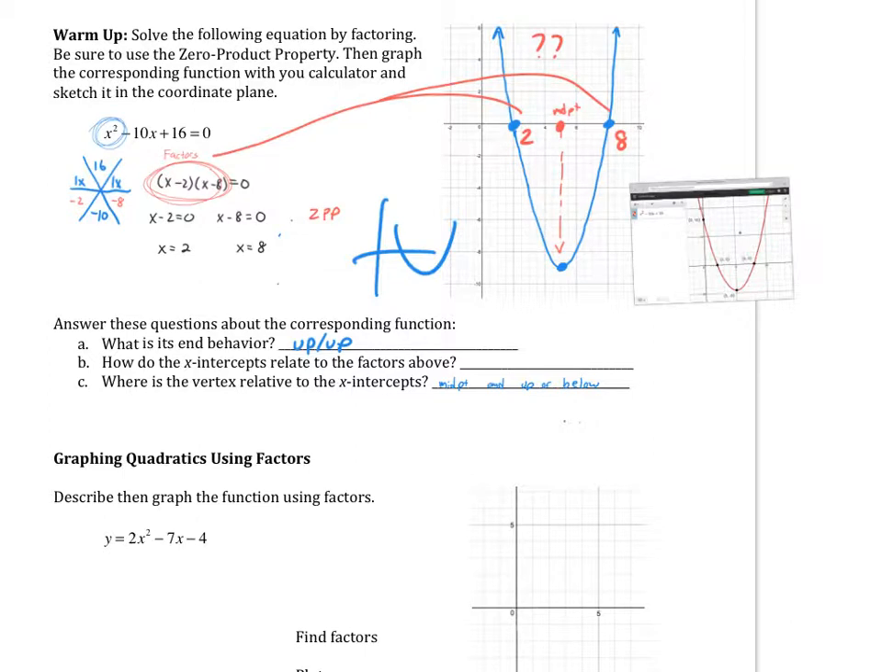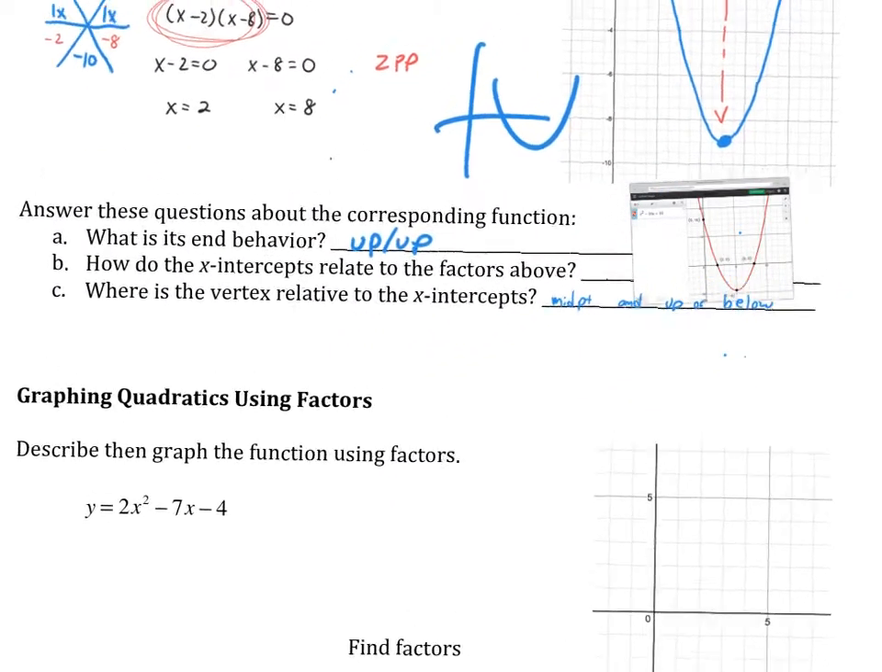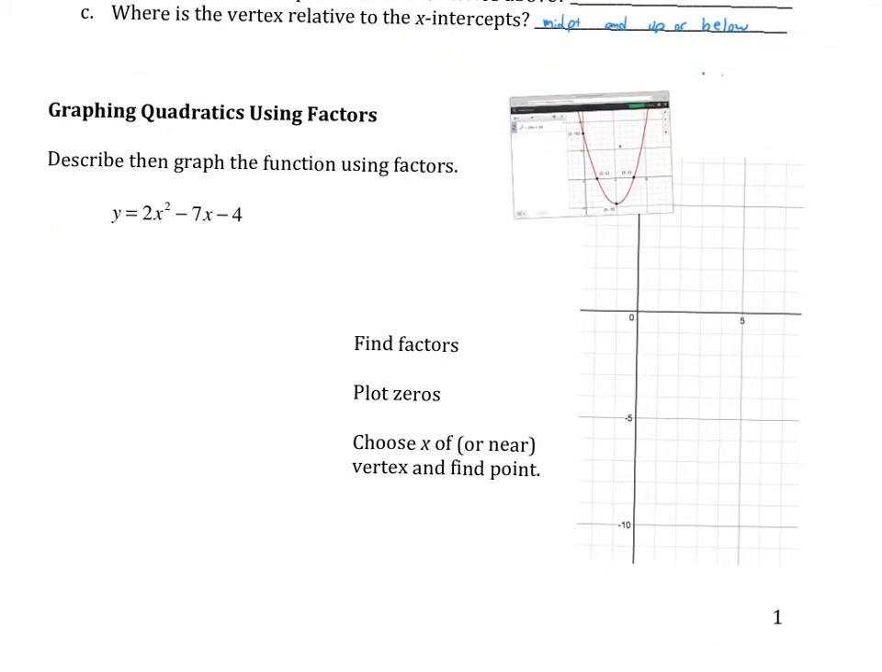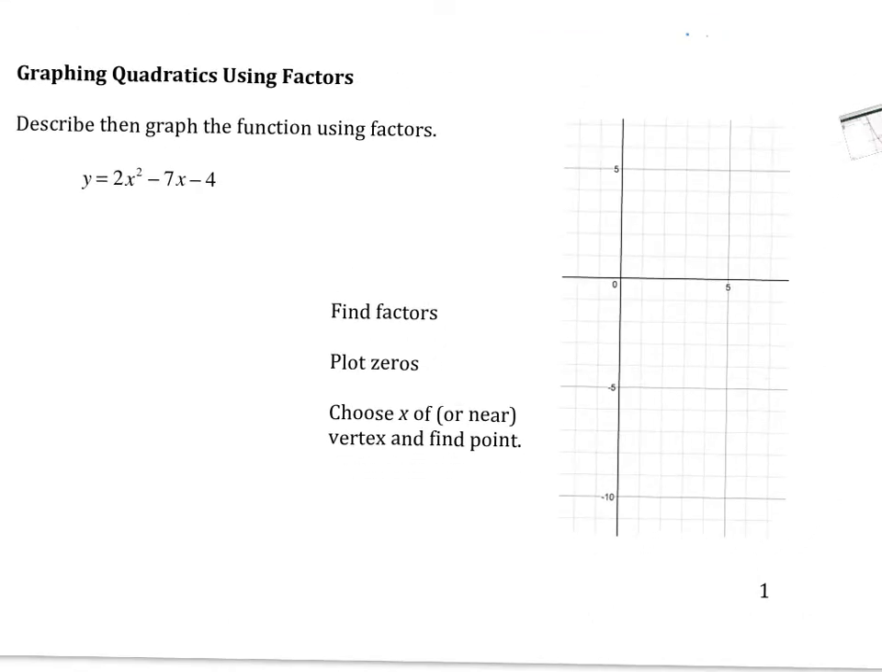So to summarize here, the end behavior is up, up because of the x squared there. The 2 tells me it repeats. The positive in the front tells me it ends in the upward direction. How do the X-intercepts relate to the factors above? They either zero out the factors or they're the opposite of what I see. And lastly, where's the vertex relative to the X-intercepts? Here are my X-intercepts. My vertex is at the midpoint and above or below. So we're going to use that information here in order to graph our functions today.